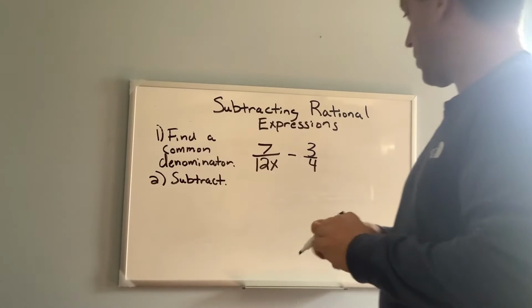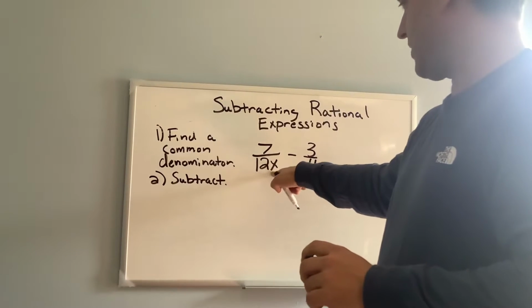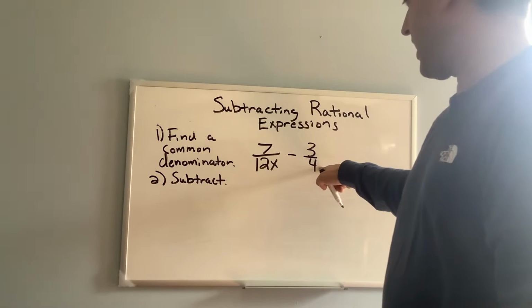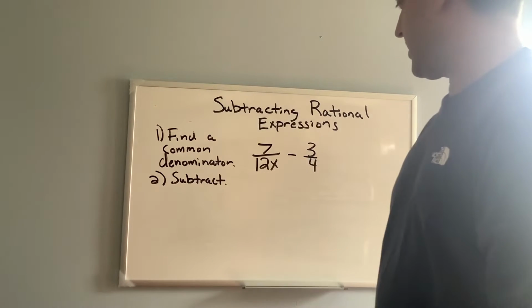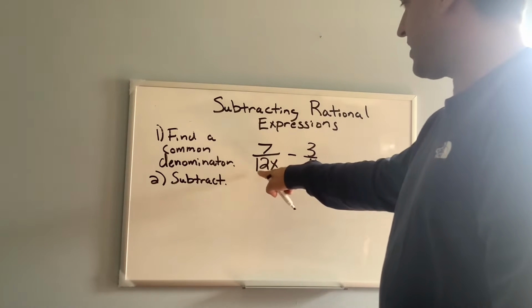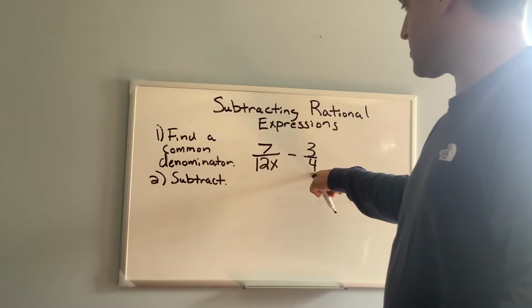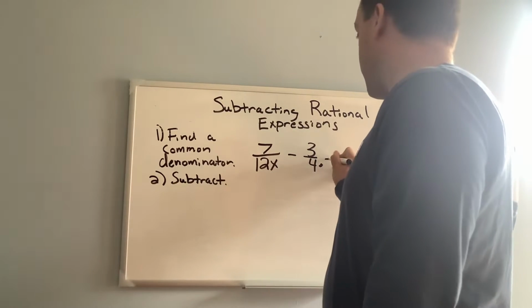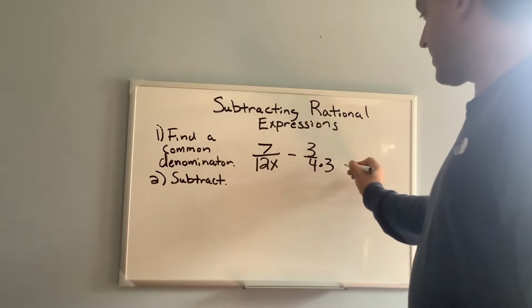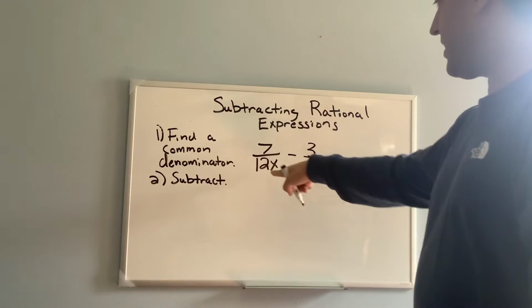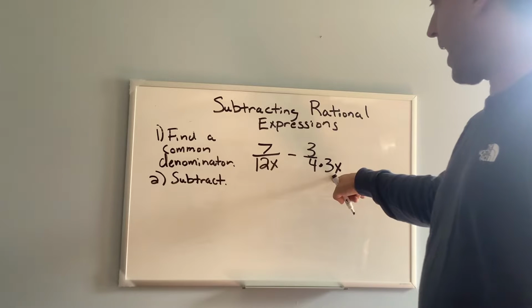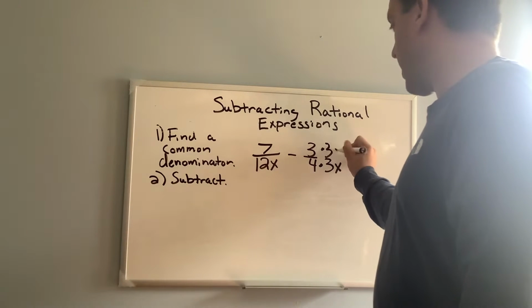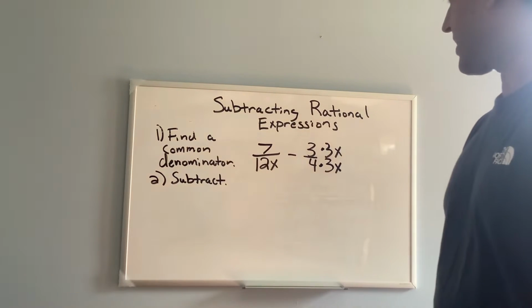So what I can do is make the denominator 12x. I have to ask myself, what do I need to multiply this expression by to make it into 12x? In the denominator, what do I need to multiply 4 by to turn it into 12? I can multiply that by 3. And then I also have to have the x there. If I multiply the denominator here by 3x, to not change the value of the expression, I also need to multiply the numerator by 3x.